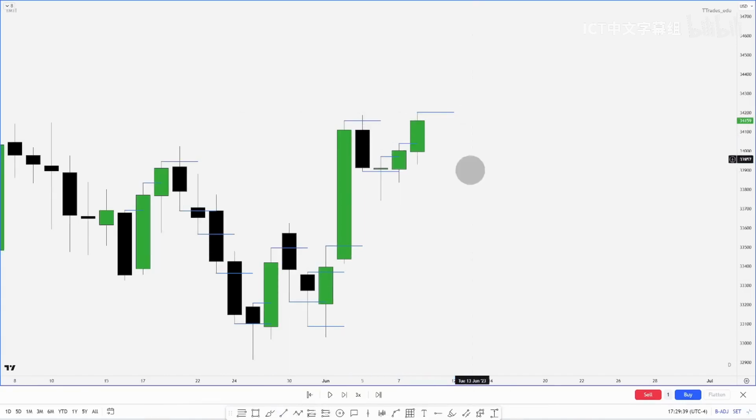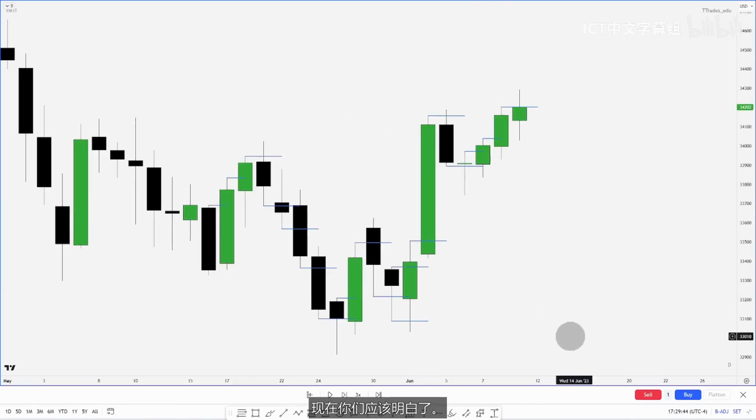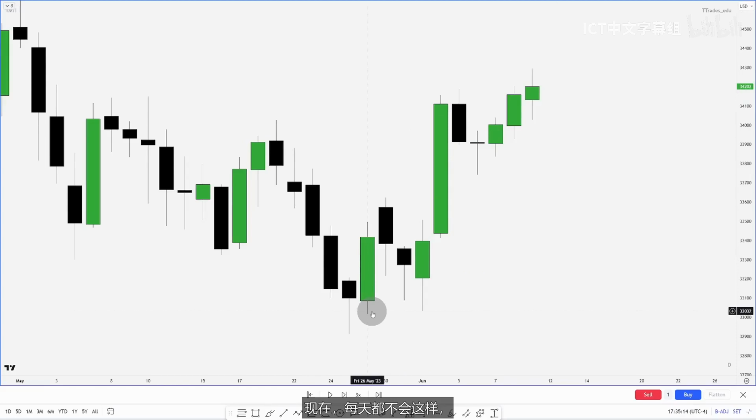Close over that, can look for previous day high. And you guys get the point by now. Now it won't be like this every day, but I hope you can see how just using previous day highs and lows, I can frame an easy draw on liquidity, bias, or an area for a reversal. So let's get back to the PDF and look at some other examples.